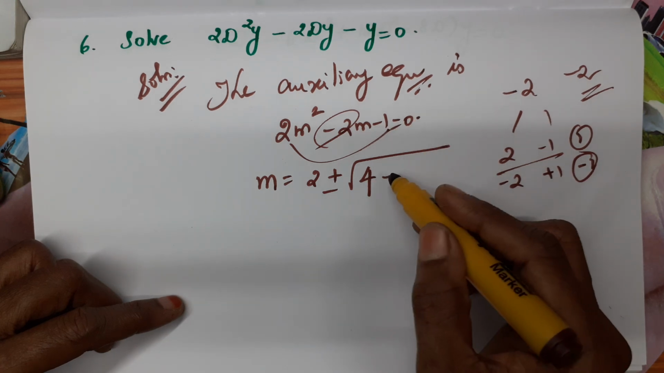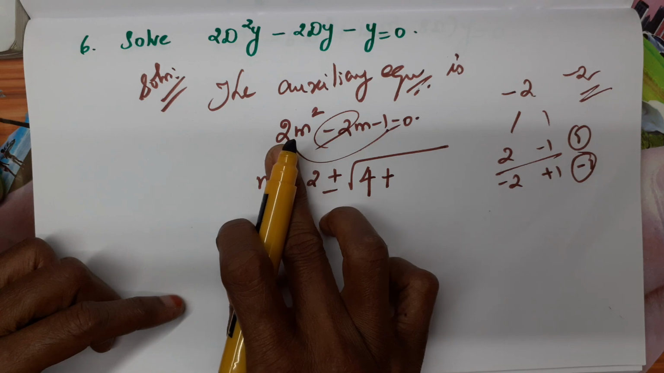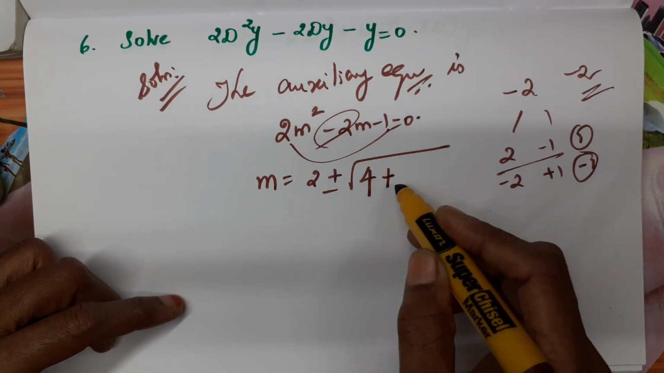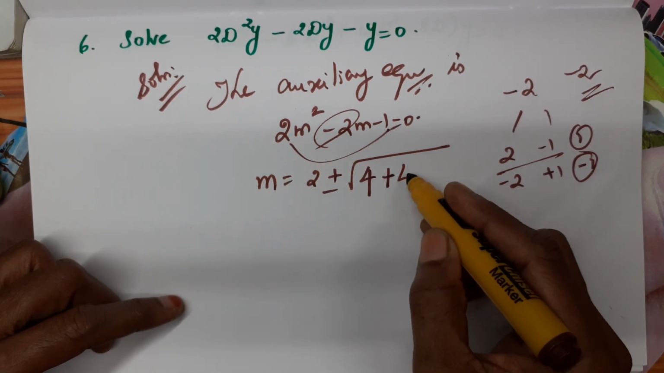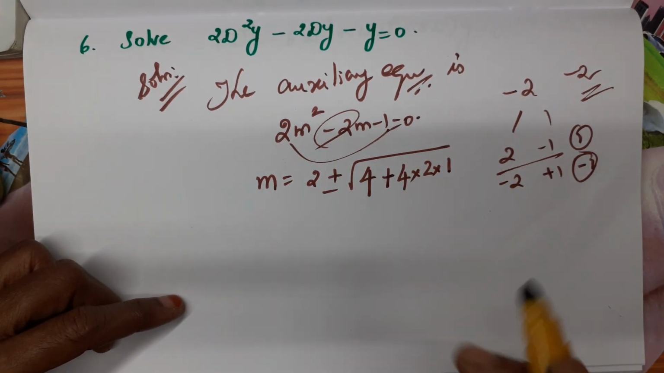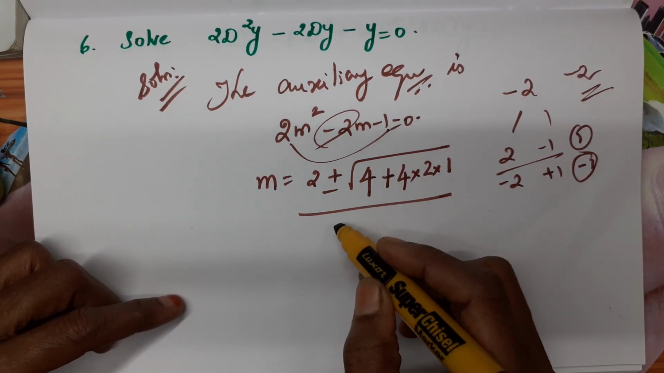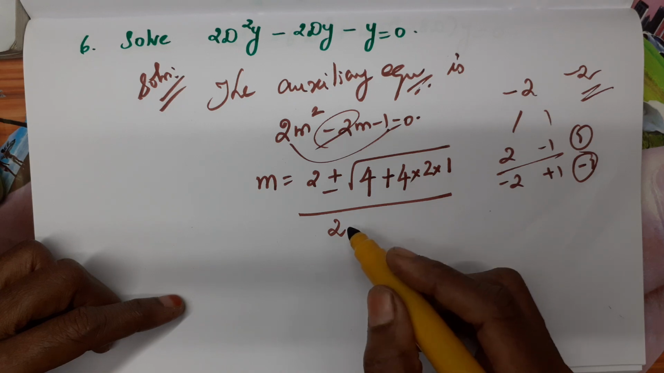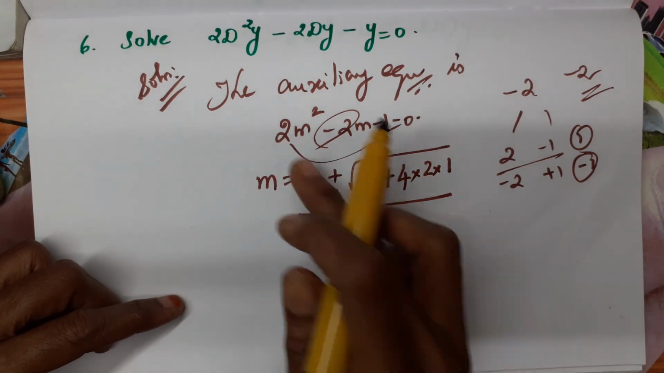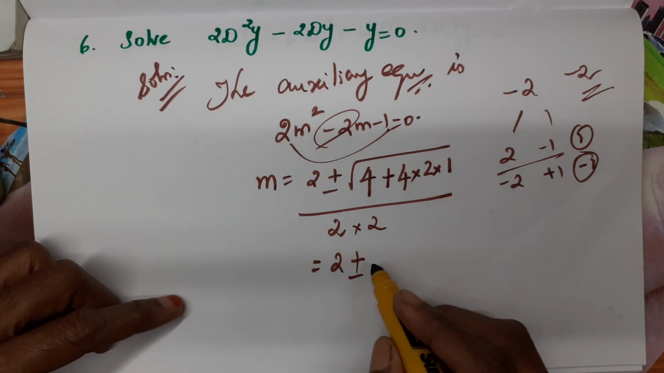In c also we have one minus, so minus into minus is plus. So plus b squared minus 4ac: 4 into 2 into minus 1, that is 8, and we have added that here, divided by 2 into 2, since a is 2. So 2 plus or minus root of 4 plus 8.